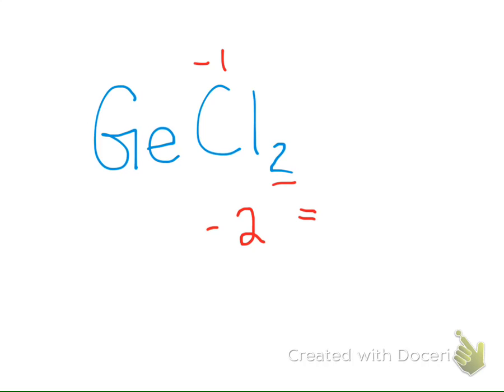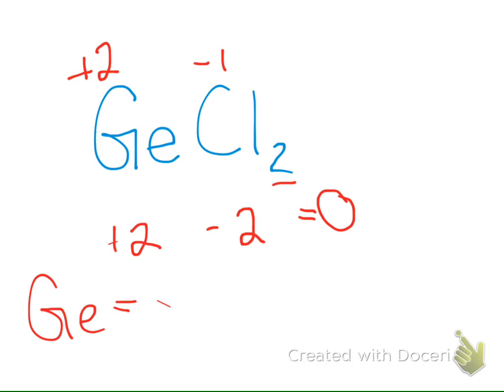We want the overall here to equal what? 0, because there's no charge on germanium chloride. It's a neutral compound, so we need it to equal 0 overall. So what do we need germanium's oxidation number to be equal to? Plus 2. Very good. Since there's only one of them, that gives us germanium as a plus 2. So we would say germanium equals plus 2, chlorine equals negative 1. Okay, feel confident with oxidation numbers?